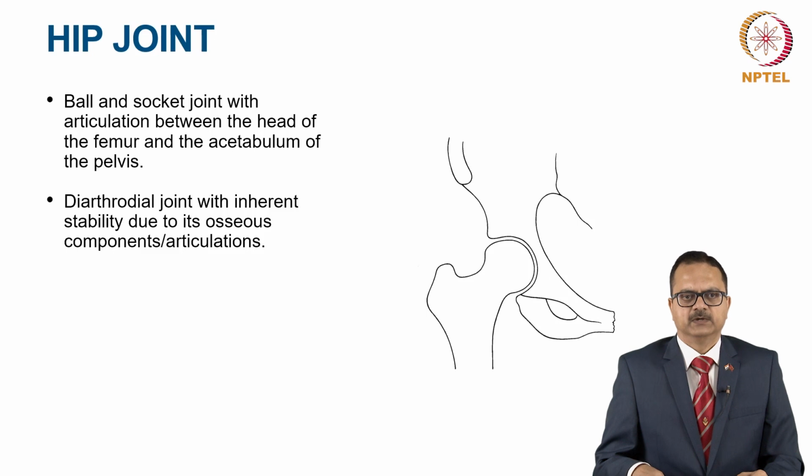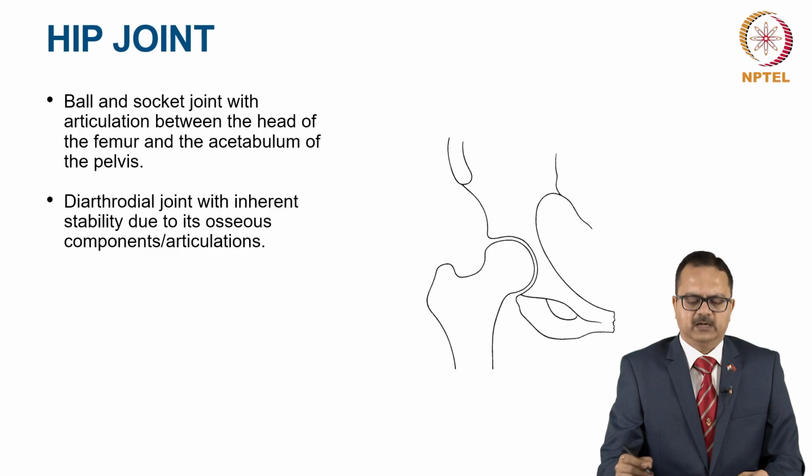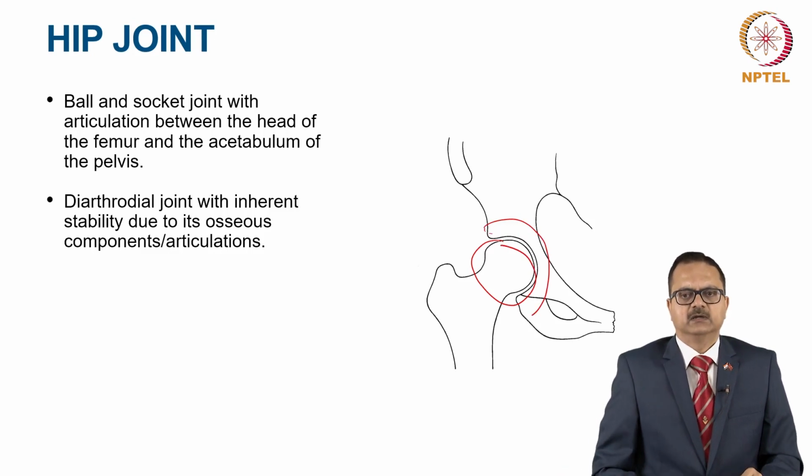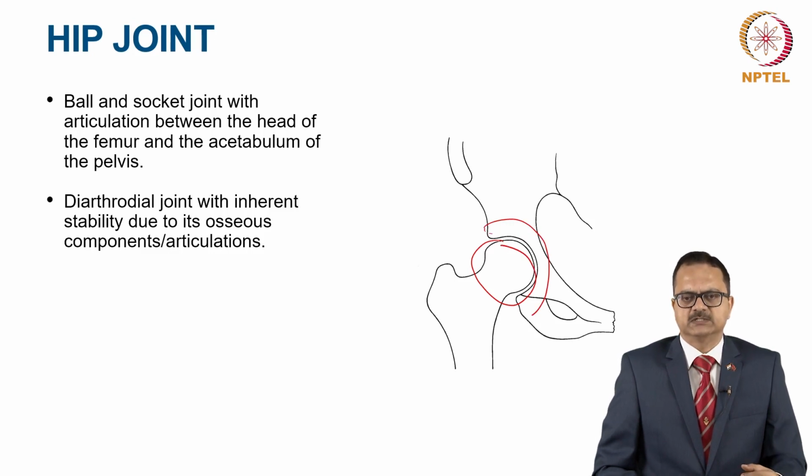So, the hip joint. It's a ball and socket joint with articulation between the head of the femur and the acetabulum of the pelvis. It is a diarthrodial joint, and because of its position, the depth of the acetabulum, and the size of the head of the femur, the joint is inherently stable because of the peculiarities of the articulation of the components of the joint.